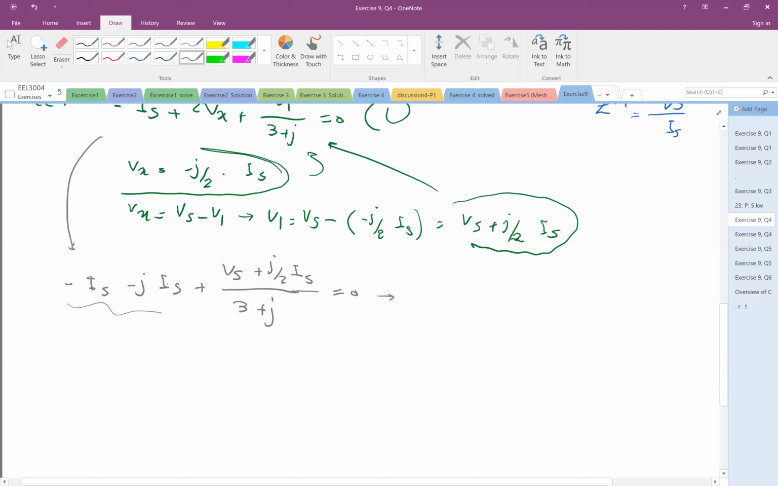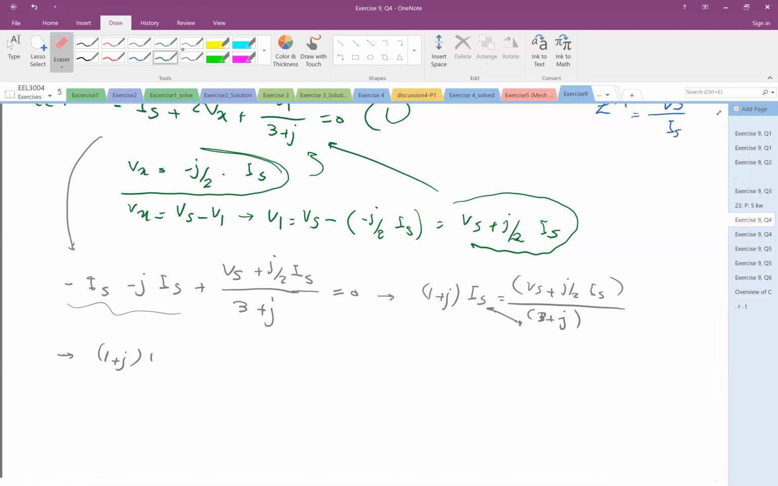So let me bring these to the other side. 1 plus J Is equals to Vs plus J over 2 Is divided by 3 plus J. Multiply this 2. 1 plus J plus 3 plus J times Is plus Vs plus J over 2 Is. So as you see, after this, this equation is just manipulating the equation.